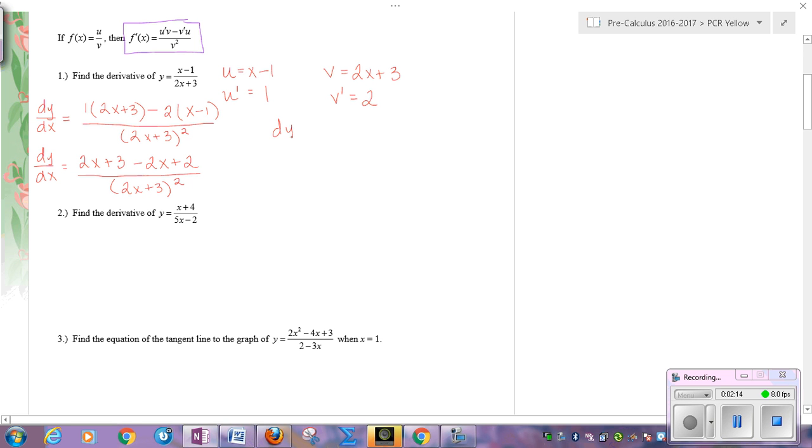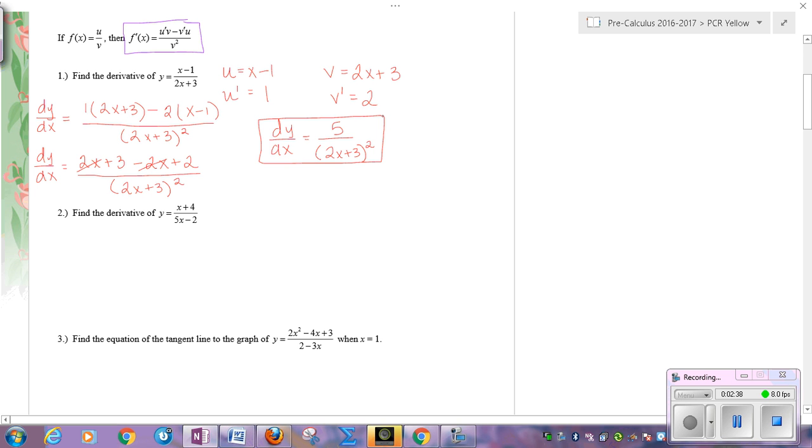Okay, so we have dy dx. We're going to go ahead and combine some like terms now. So if you'll notice, the x's cancel in this case. So negative 2x and positive 2x. And then you have 3 plus 2, so that's going to give you 5 over the quantity 2x plus 3 squared. So that's your derivative of your function using the quotient rule.